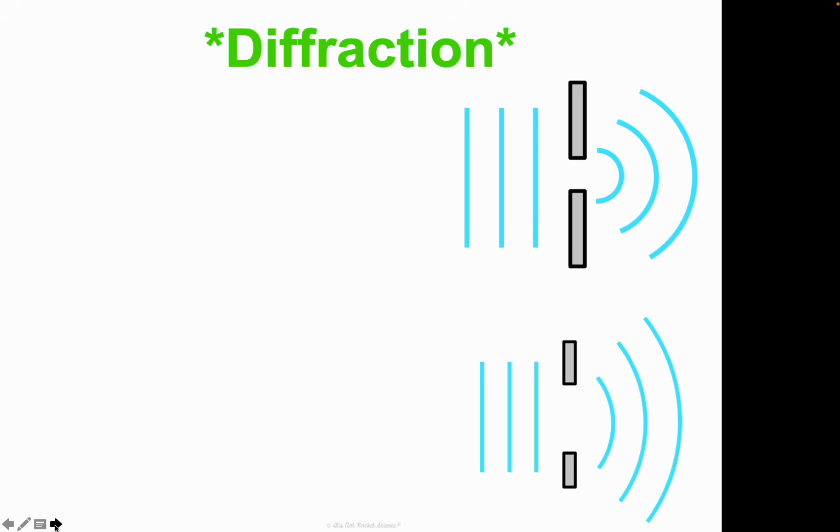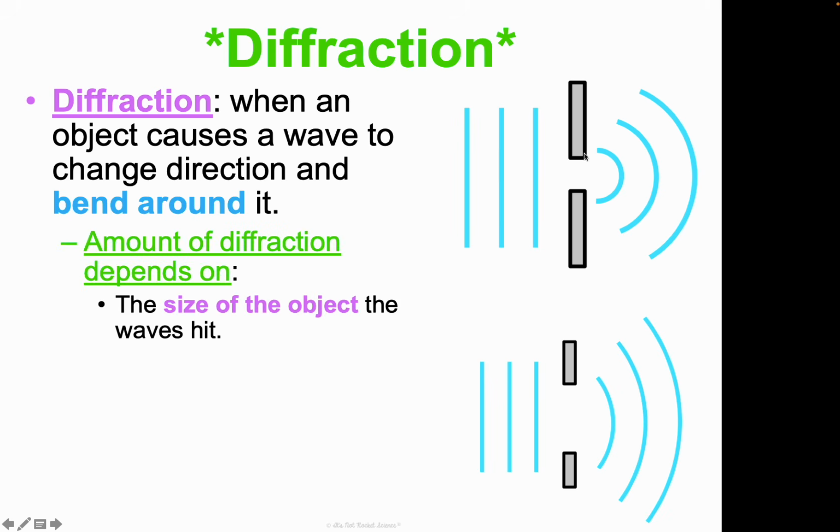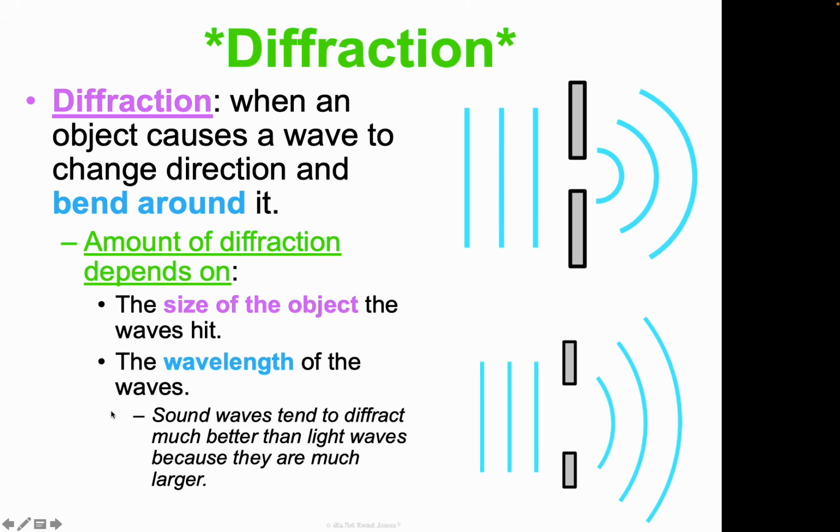Now, similar to refraction is diffraction. Diffraction, though, is when an object causes a wave to change direction and bend around it. Okay, so refraction is just bending the wave, and it's because of a change in medium causing a change in speed. Diffraction is the wave is actually going to move all the way around it, and it depends on 2 things. It depends on the size of the object that the waves hit and the wavelength of the waves. So sound waves diffract much better than light waves because they have much greater wavelengths. So they would be able to bend around something a little bit easier.